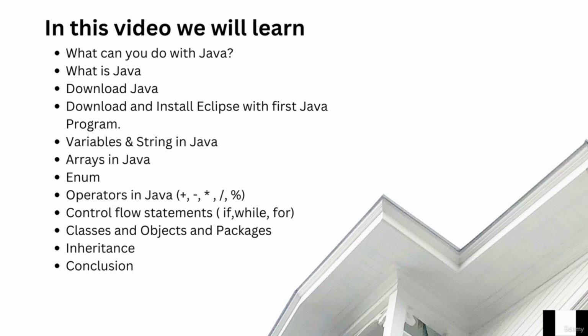We will move to the control flow statements, which are the if statement, the while and the for loops. Then we will proceed to classes, objects, packages, and inheritance, and how to implement them in Java. And we will conclude the Java beginner course by discussing what to learn or what course to take next to become a professional Java developer.